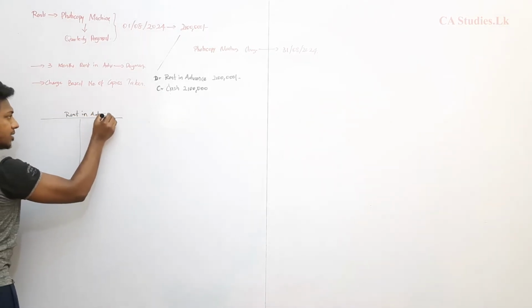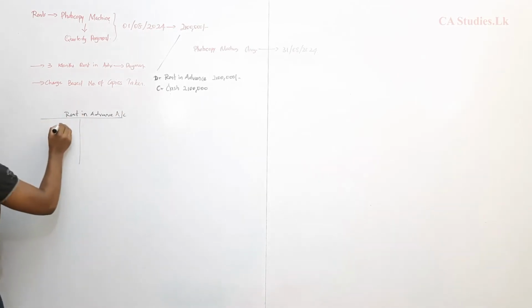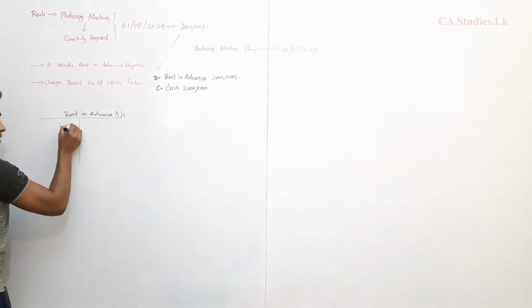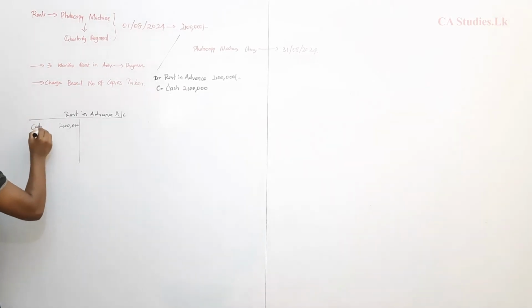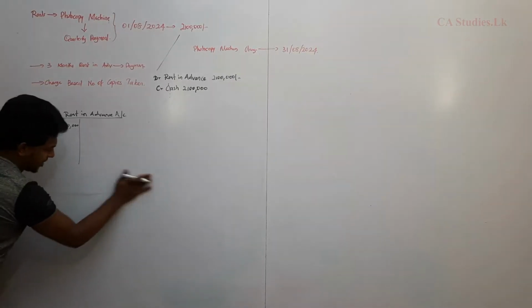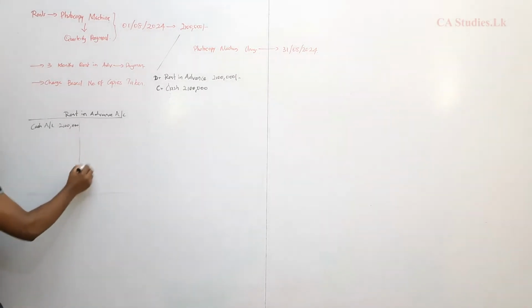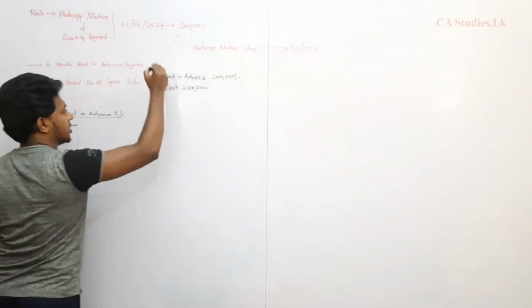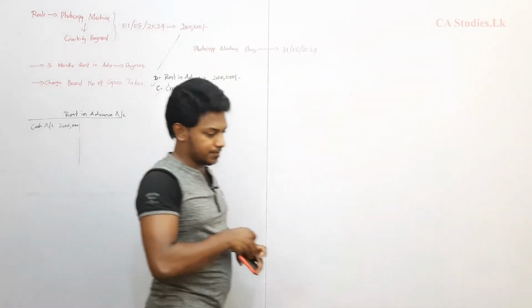Rent in advance account. Debit 2.1 million. Always take the other account name here. Cash we don't need to take, right? We just forget about the cash here. Assume cash also we have passed the double entry. So double entry passed.